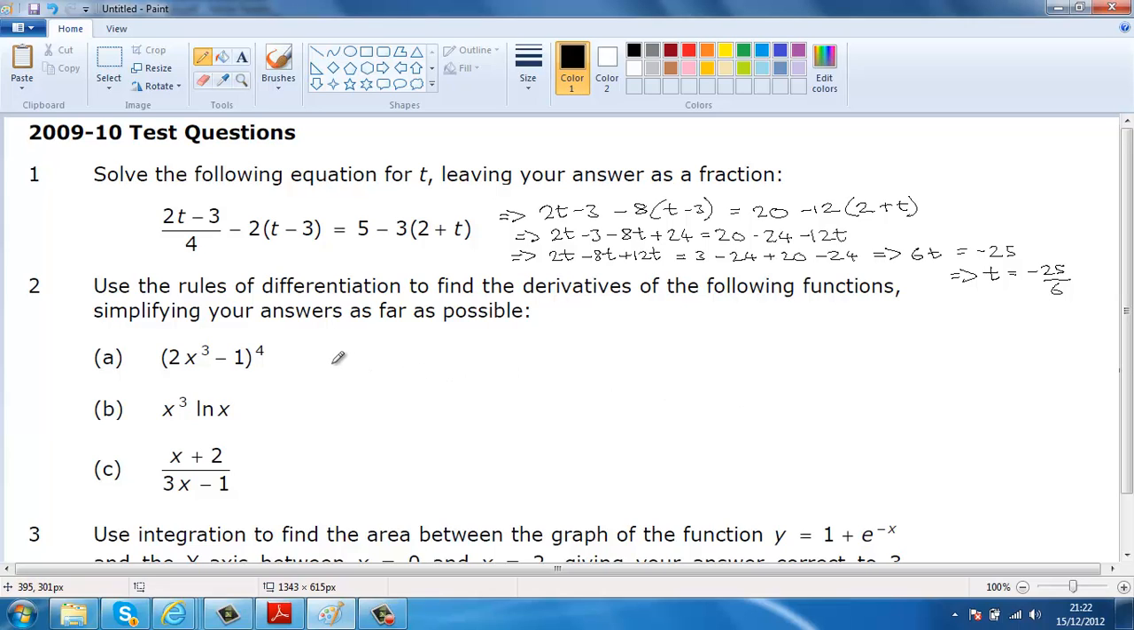And question 2, part A, we have to use the chain rule. So we can either just think of the bracket as a single variable, and therefore say that d by dx, the derivative, is equal to 4 times the bracket, bringing the power down to the front, to the power reduced by 1, times the derivative of the inner function. Well, the derivative of 2x cubed minus 1 is just going to be 2 times 3 is 6 times x to the power 2. Contents of the bracket don't change.